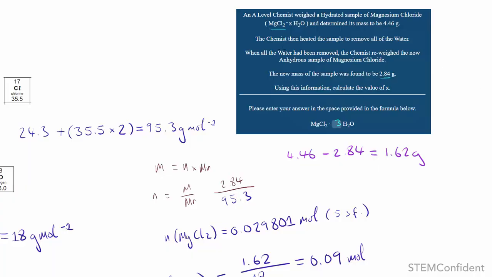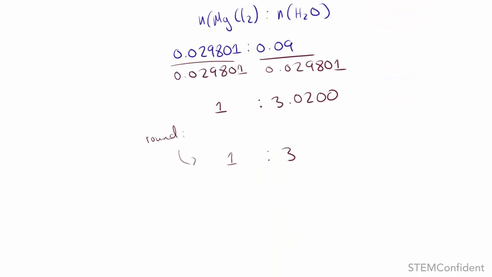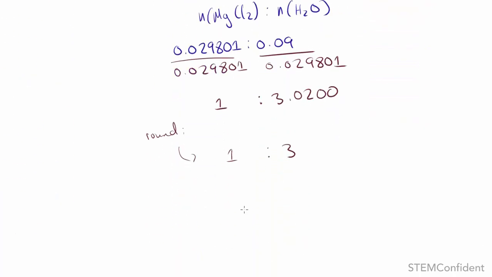So therefore MgCl₂ dot 3H2O, yep. MgCl₂ 3H2O.